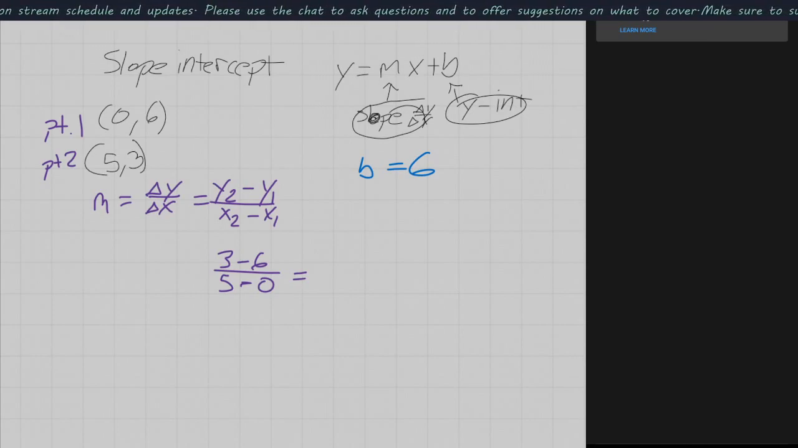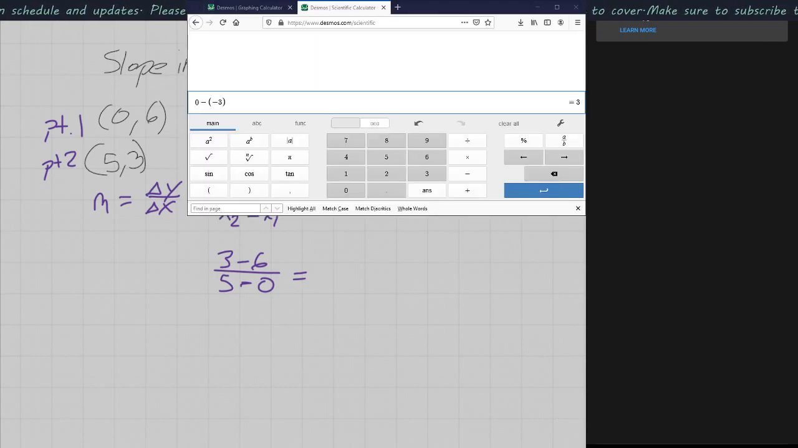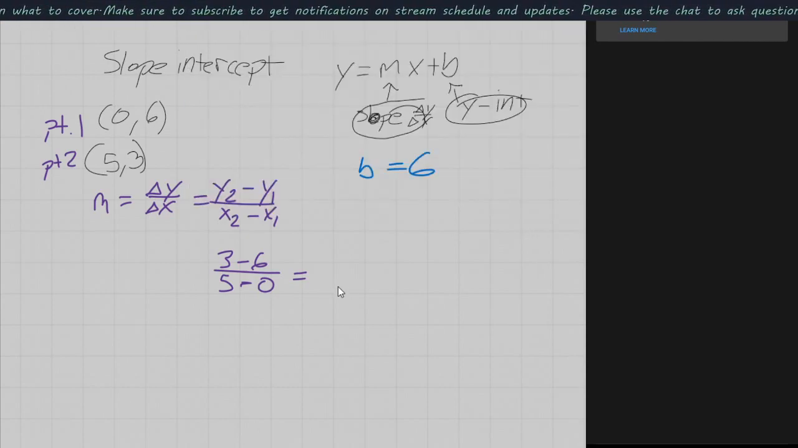I have it put away, that's why it's not coming up for y'all. There it goes. Okay, so click here. 3 minus 6 is going to give us negative 3. And I'm going to press enter so then we can just do the next line. 5 minus 0. So it's going to be negative 3 over 5. So I'm going to put this away real quick and rewrite that. Negative 3 over 5. So that would be our slope.